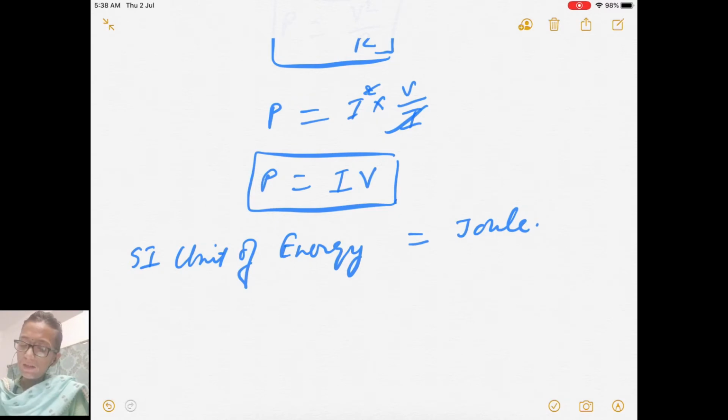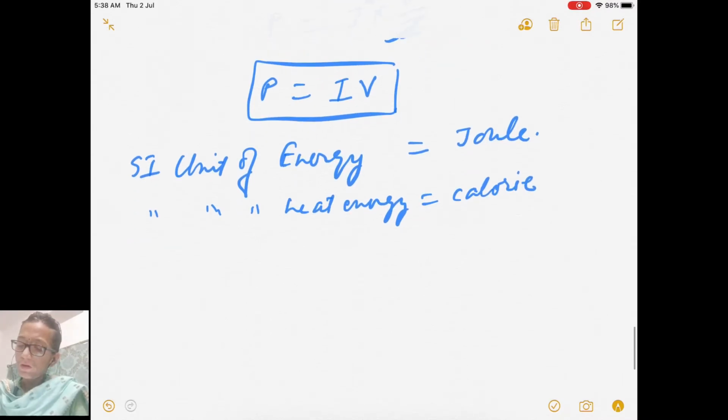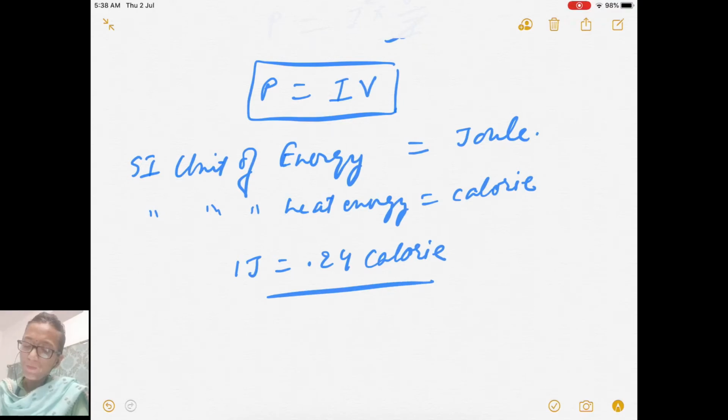And heat energy can also be written as calorie. SI unit of heat energy is joule, and we know that 1 joule is equal to 0.24 calorie. So this is the SI unit of energy and the unit of heat energy.